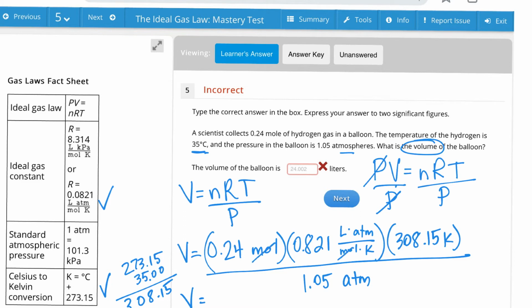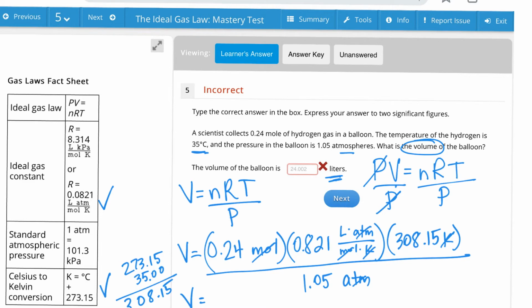Moles over moles cancels. Atmosphere over atmosphere cancels. Kelvin over Kelvin cancels. So we're left with liters, which is good for our volume, and that's what they want the answer in. So grab a calculator, use one on your phone, or pull one up in another tab from Google.